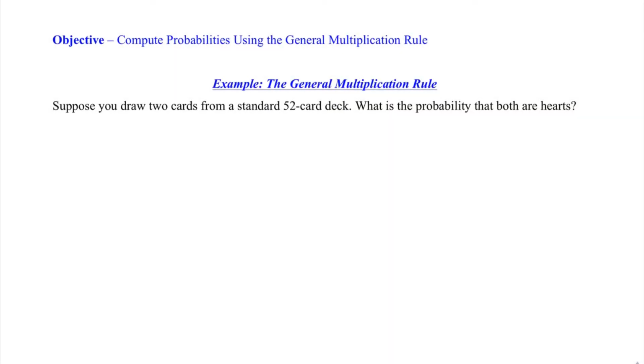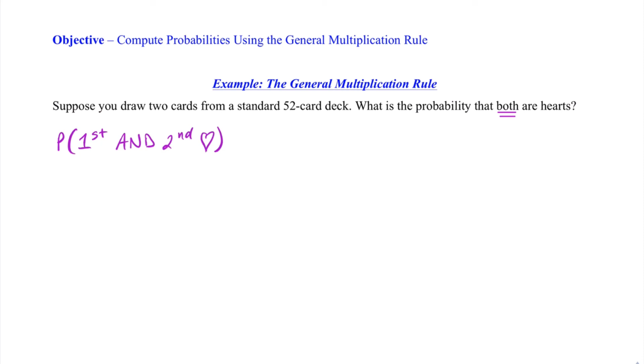And that takes us to our next objective, which would be computing probabilities using the general multiplication rule. Jumping right into an example again, suppose you draw two cards from a standard 52 card deck. What is the probability that both are hearts? Well, the key word here is we're trying to find the probability that both are hearts. We could translate that to say that we're trying to find the probability that both the first and the second are hearts.